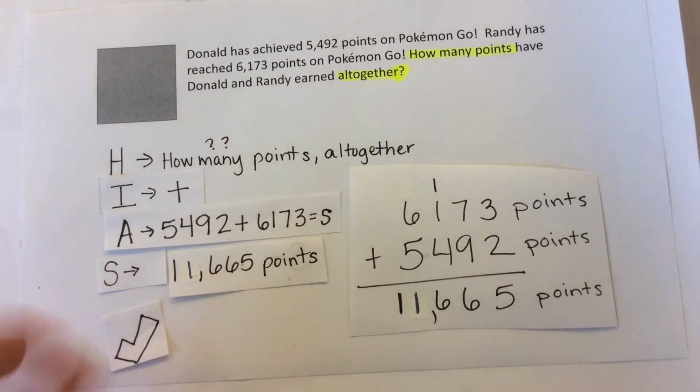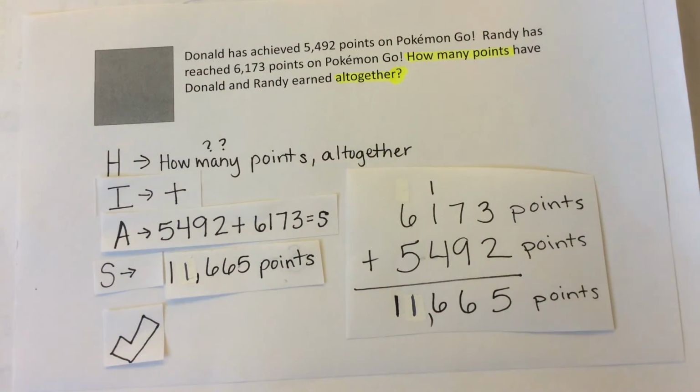And now it's time to check my work. Let's make sure I did what I was supposed to do. Altogether does mean to add. Did I add these numbers? 3 plus 2 is 5. 7 plus 9 is 16. And I put my 6 down and carried my 1. 1 plus 1 plus 4 makes 6. 5 plus 6 equals 11.